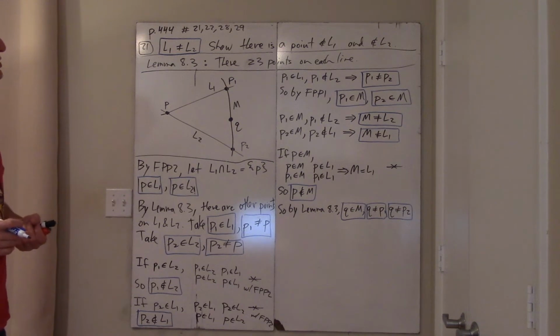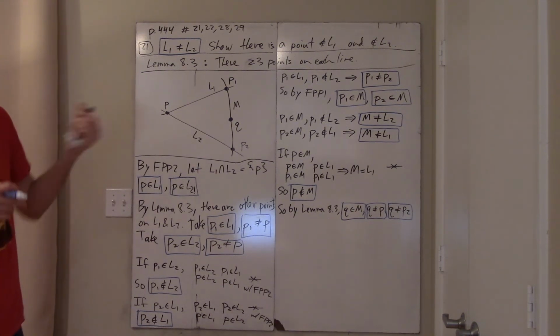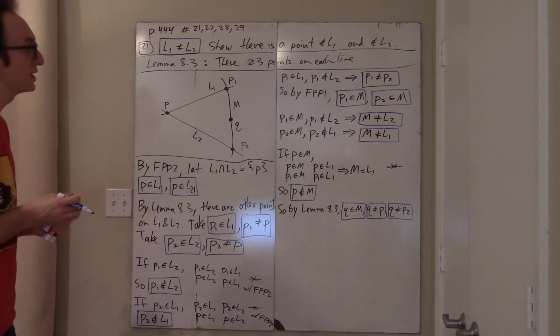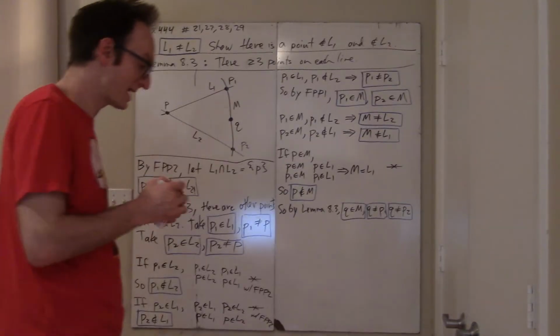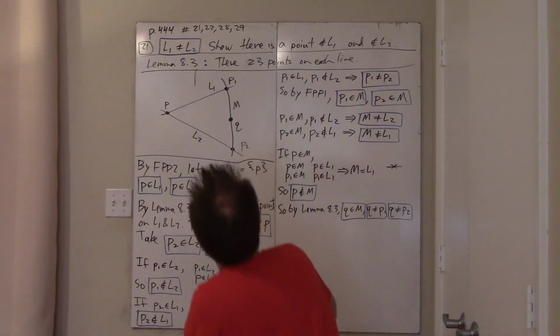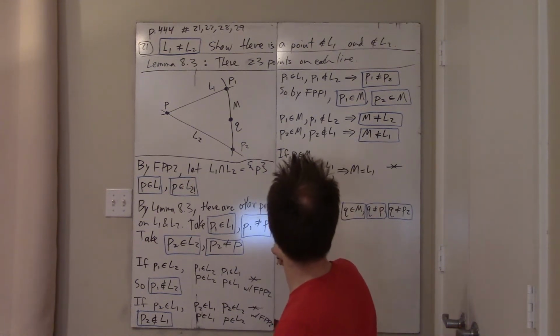And what was I trying to do again? Oh, I'm trying to show that there is a point that's not on L1 and L2. Well, there it is. I claim that Q cannot be on L1 or L2, thus proving the theorem. Why not? Well, now I just finish it off. If Q, I think that's all I need to do, right?